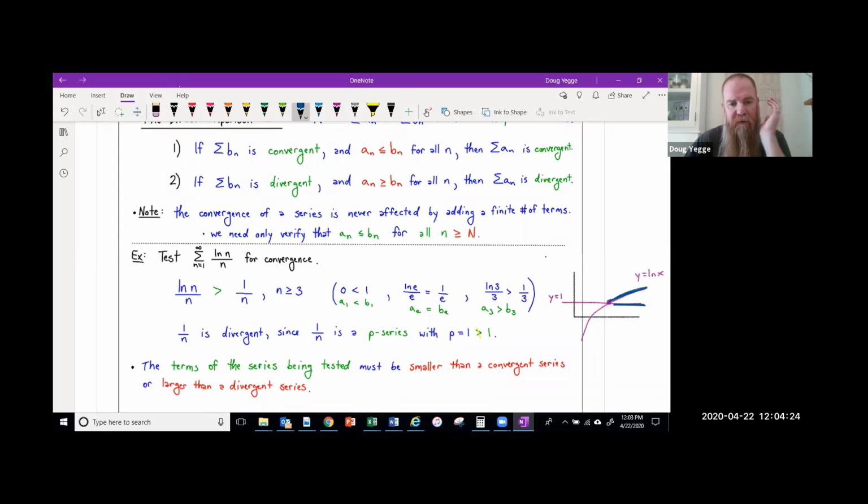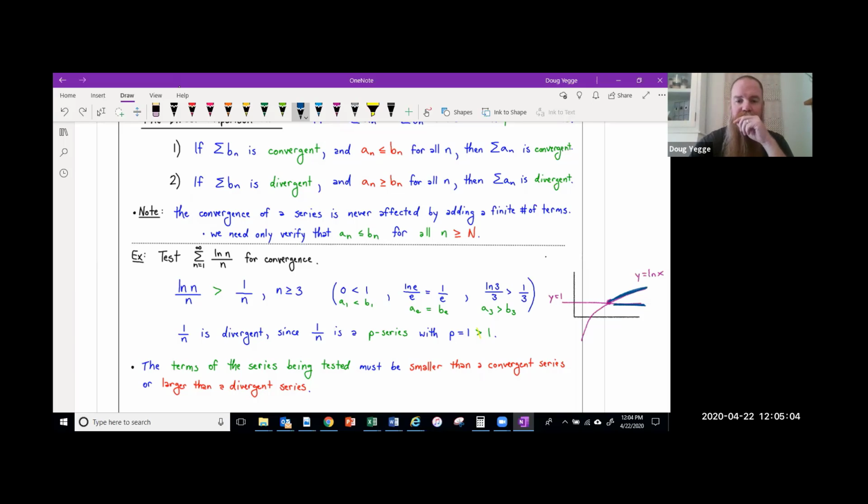So we know that 1 over n is divergent because it's a p-series where p is equal to 1. But wait a second, we know that the natural log of n over n is above a divergent sequence. So if this one already goes to infinity, and this one is larger, then this will go to an even larger infinity, which means that the series diverges by the direct comparison test. And that's what we state.